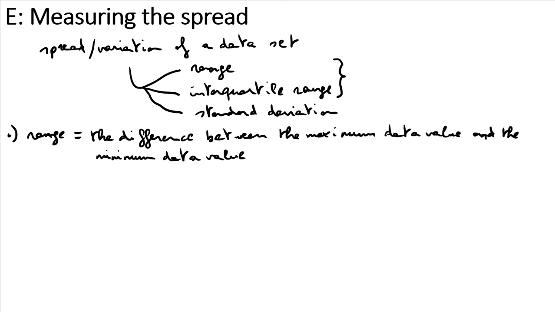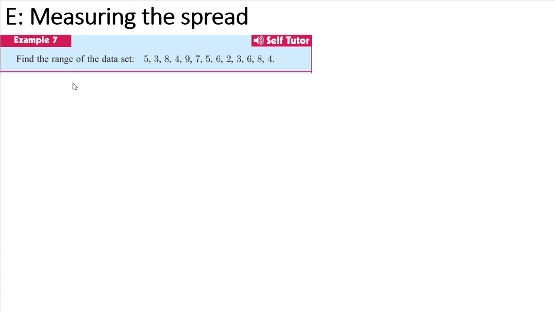Let's do example 7 in the book. In example 7, the dataset is given here and we have to find the range of the dataset. We said that the range of a dataset is the difference between the maximum data value and the minimum data value. So we can see that the maximum data value is equal to 9 and the minimum data value is equal to 2. So that means that the range is equal to 9 minus 2, which is equal to 7.